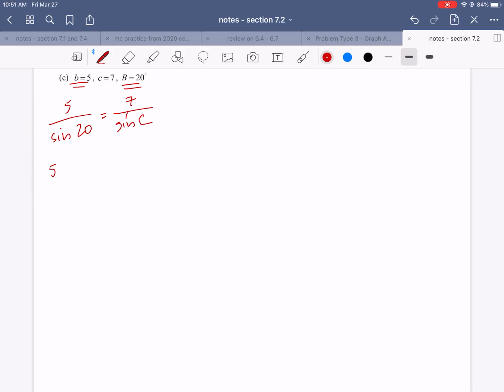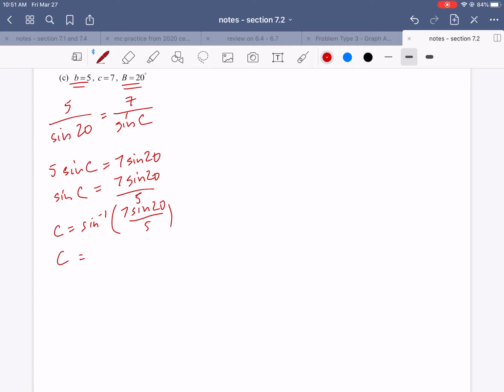So 5 sine of capital C, just cross multiplying, is going to equal 7 times the sine of 20, and then dividing both sides by 5 will give me sine of C is equal to 7 sine of 20 divided by 5. And so C is going to equal sine inverse of 7 sine of 20 divided by 5. And so when I put that into the calculator, making sure that I'm in degree mode, I'm going to end up with a rounded answer of 28.6 degrees.